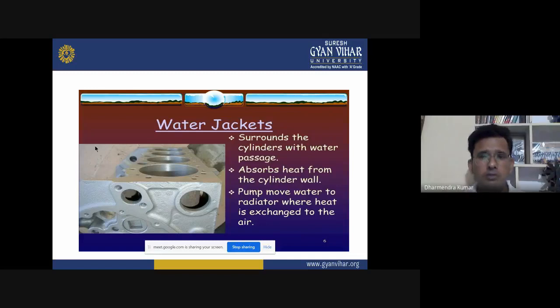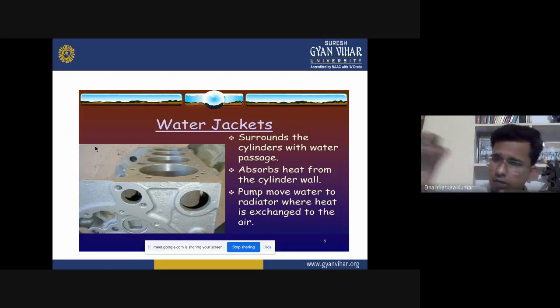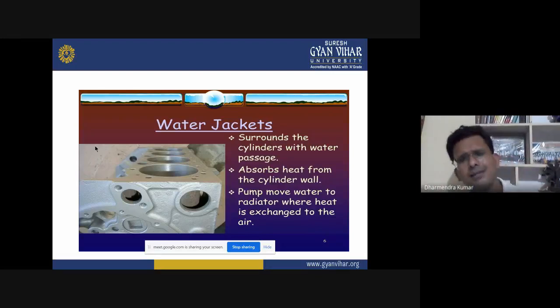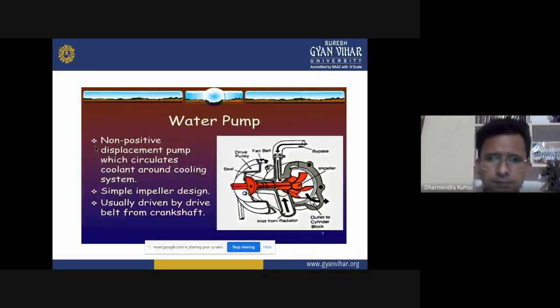Once we fill the radiator with water, it circulates around all the parts which may be damaged due to a rise in temperature. Then lastly, when the water comes to the radiator after taking heat from those parts, the radiator has various fins which dissipate the heat to the surrounding air. This is the function of the radiator.